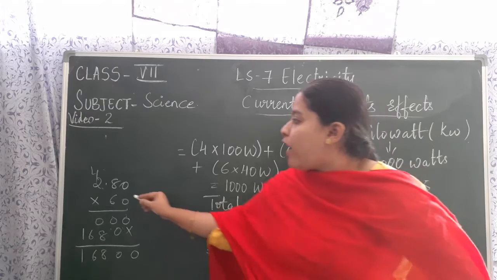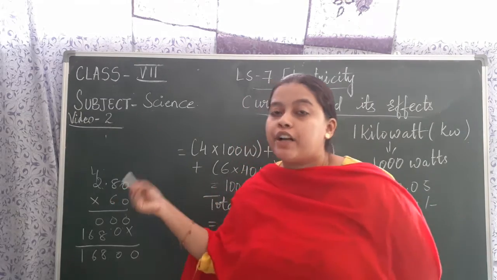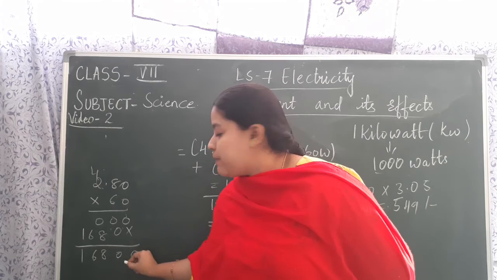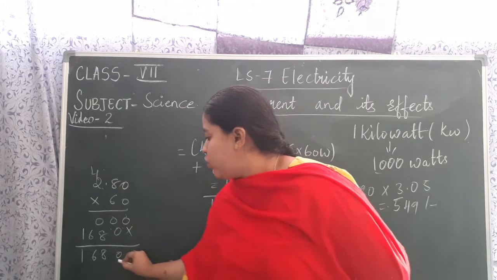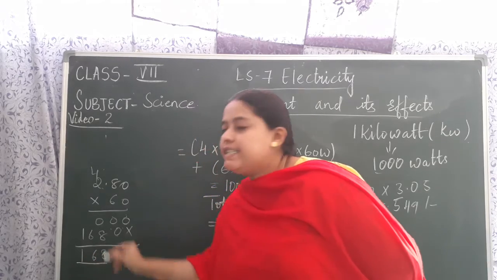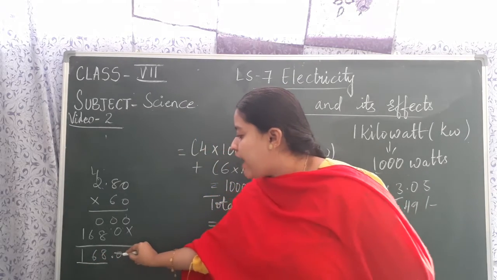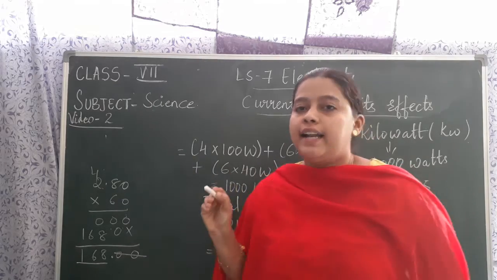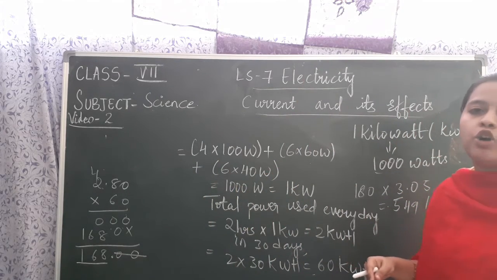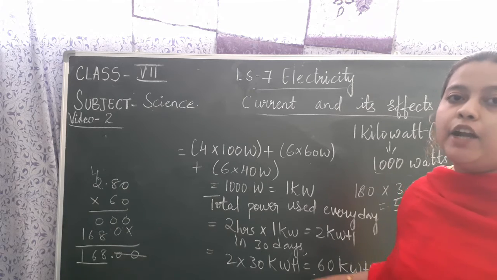So here, where is the point? Children, the point is after how many digits? It is after 2 digits. So you must count from the tens and hundreds. You keep the point after 2 digits. How much is left over? 168.00. The zeros have no value, so they get cancelled. The total will be 168. The total cost of power is 168 rupees.